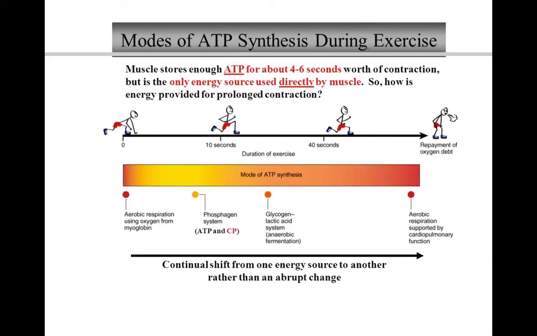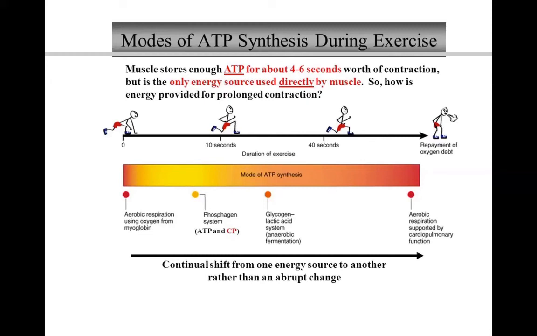Now, once the available oxygen is no longer there, then after about 40 seconds, the respiratory and the cardiovascular system are now functioning heavily and can deliver oxygen to the muscles fast enough for aerobic respiration to meet the demands of the body. Now the aerobic system, which requires oxygen, is in place.